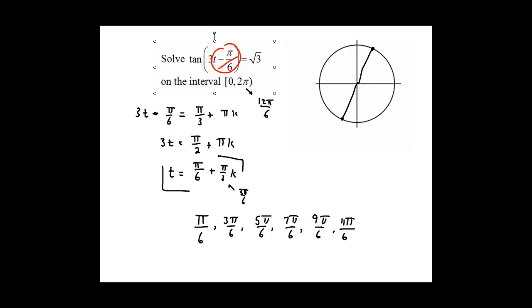And the last thing that I should do here is to remember that some of these can be simplified. So for instance, 3 pi over 6, I should probably write as pi over 2. And also 9 pi over 6 simplifies to 3 pi over 2. So then I get 6 solutions, pi over 6, pi over 2, etc.